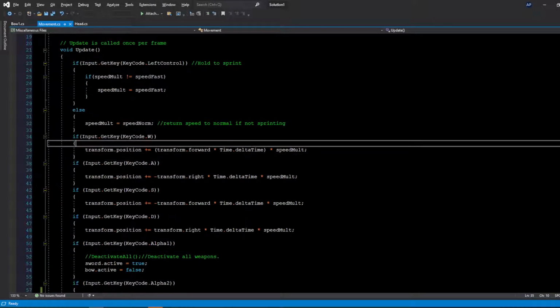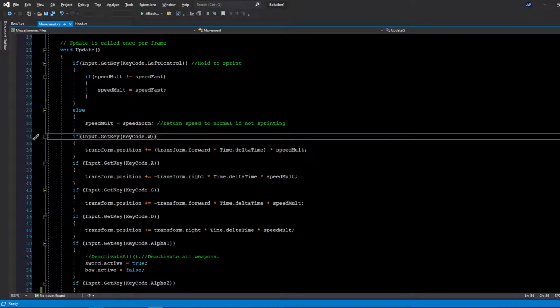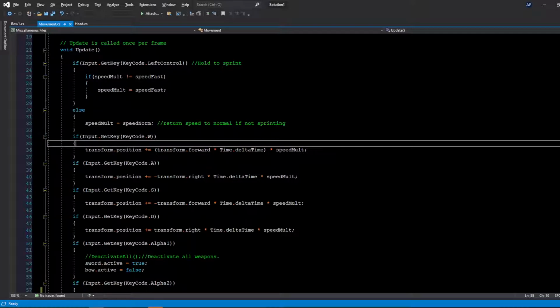Now, when I first saw this, I was kind of confused. It didn't really make sense to me. So what is Time.deltaTime? Time.deltaTime is the time in seconds since the last frame. So basically, if you're running at 60 frames per second, it's just 1 over 60, because 60 is your frames per second, and 1 is 1 second. So that's the time in seconds since the last frame. So how do we use Time.deltaTime to make all of our movement frame independent?